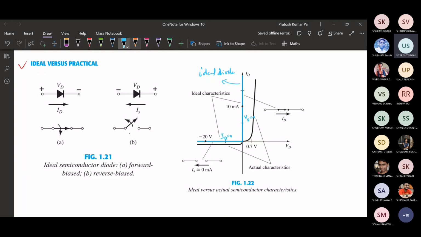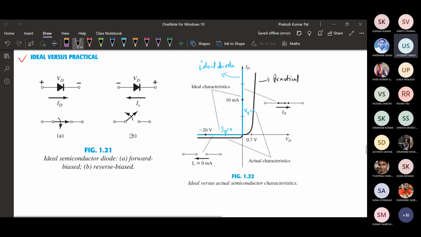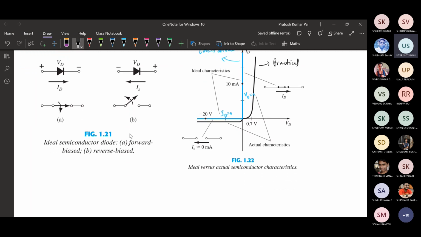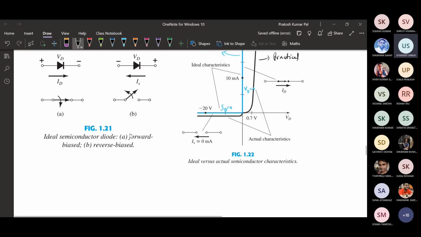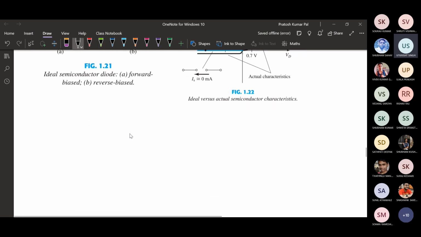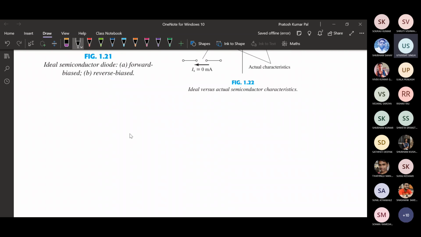And this is your practical curve, which we have already seen, starting from zero. Once it reaches the knee voltage or cut-in voltage, it will have an exponential increase in current. Okay, in reverse bias it will have a constant current, the reverse saturation current. Initially it will be zero, and then it will saturate at the reverse saturation current. So this is the ideal and practical diode basically. We can now conclude some points with respect to that.